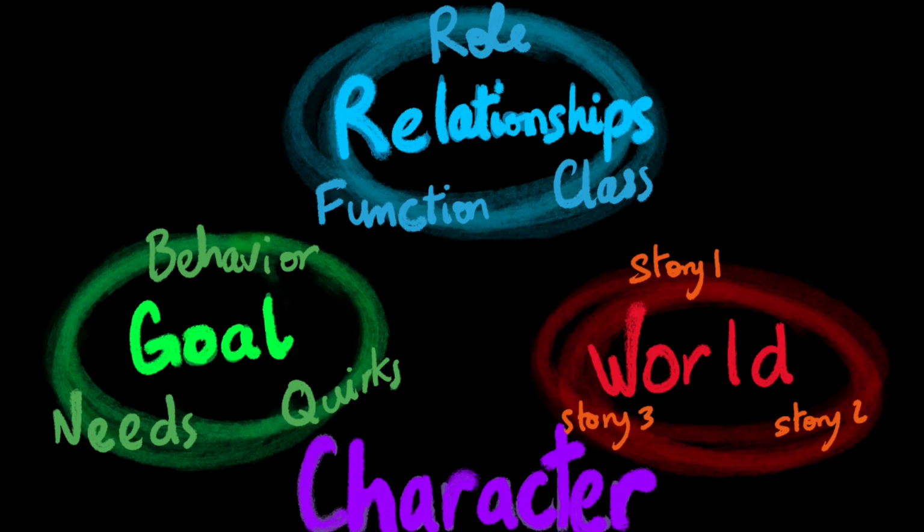Her goal is threefold in its origins. Her needs define her goal, her behavior translates her goal, and her quirks display her goal. The kind of relationship she develops also is threefold. All characters she will meet will have a function, a role, and eventually a class.